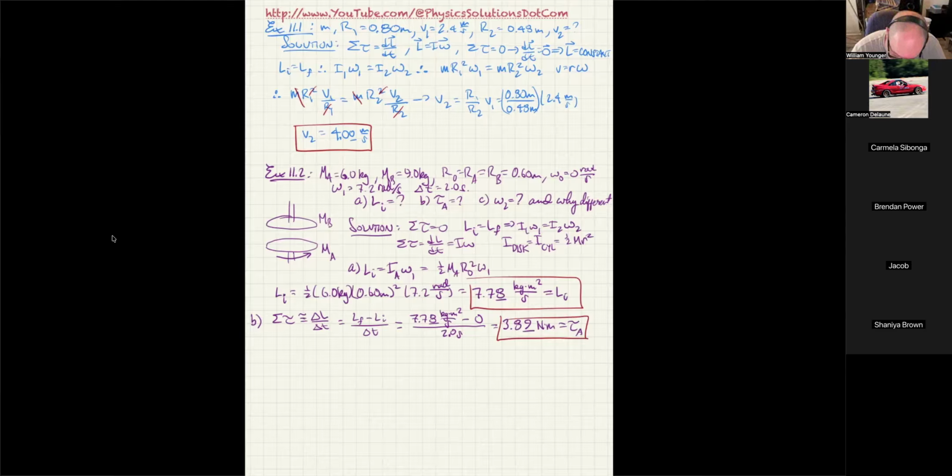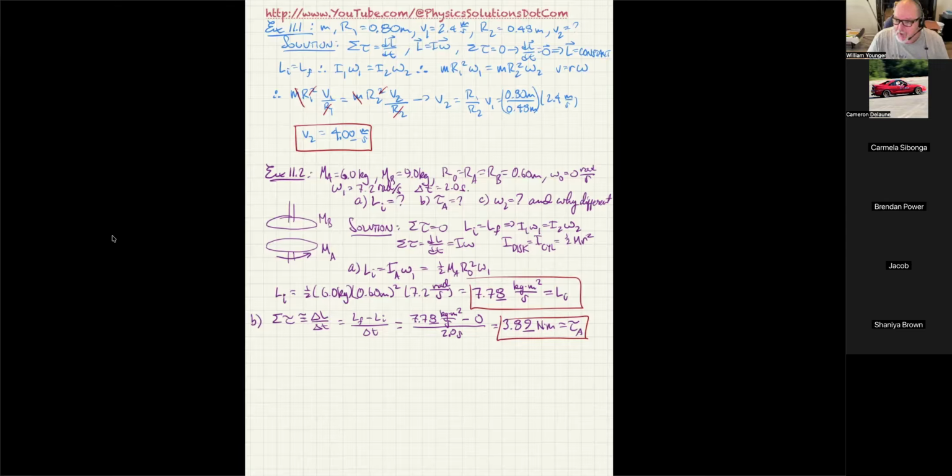Now for part C, they want us to find out what omega 2 is. So we're imagining that all of a sudden we're going to drop the mass m_B on top of it, and the friction between m_B and m_A is going to cause m_A to slow down some and m_B to speed up some, and ultimately they'll come to an equilibrium, if you will, of some speed that's lower than the speed they had before. What dictates that speed is conservation of angular momentum, because we're treating the system as if it's not just m_A or just m_B, it's m_A and m_B.